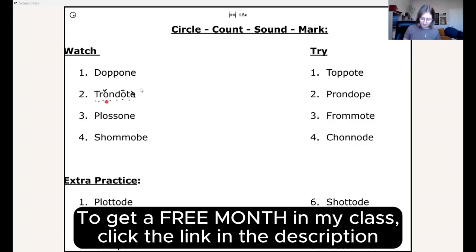Blending those sounds together. Tur, Tra, Tron, Trond, Trondo, Trondote. Now when you're articulating those sounds, pay special attention to this TR and don't let it turn into a CHR. Okay? So instead of Trondote, really force the sound out on that T. Trondote. Go ahead and try your number 2 over here.